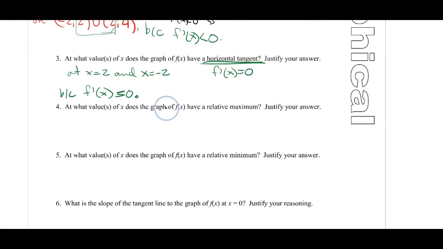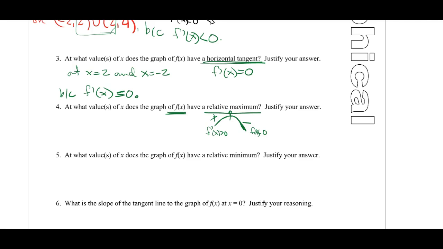Question number 4. At what values of x does the function have a relative maximum? So looking at what a maximum would look like, a maximum is going to be increasing to the left and then decreasing to the right of it, meaning it's going to have a positive slope on the left and a negative slope on the right. It's going to change from a positive derivative to a negative derivative, and it's going to be 0 in between. I have to hit 0 in order to change from positive to negative.